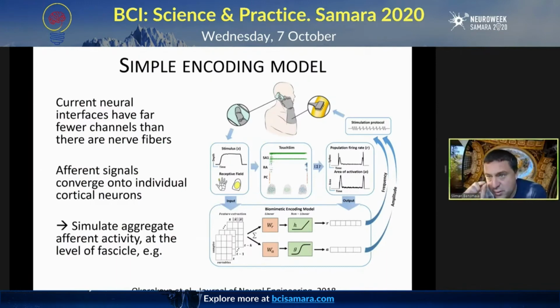Rather than trying to reproduce each nerve fiber's activity individually, what we wanted to see is how populations of nerve fibers respond to stimulation of the skin. When you're stimulating, you're not stimulating a nerve fiber at a time. You're stimulating a population of, let's say, hundreds of nerve fibers. So we want to simulate how these hundreds of nerve fibers respond so that we can know how to stimulate these populations at the level of fascicle.